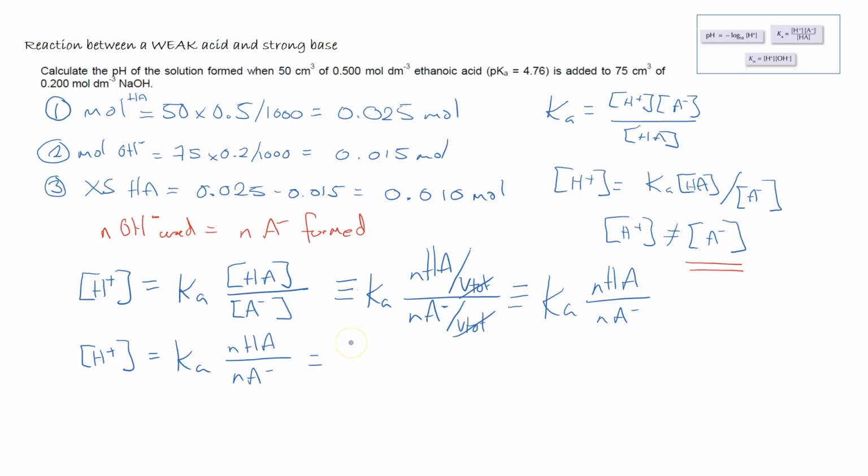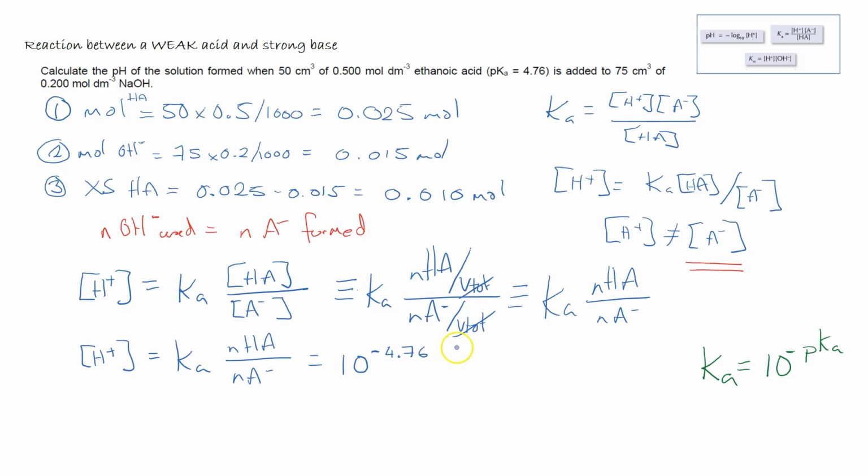And we've also got to work out our value for Ka because we've been given pKa. So just remember that Ka is equal to 10 to the minus pKa, that we've seen in previous lessons. I can therefore put in my values. Ka is going to be 10 to the minus 4.76 as my value for Ka.